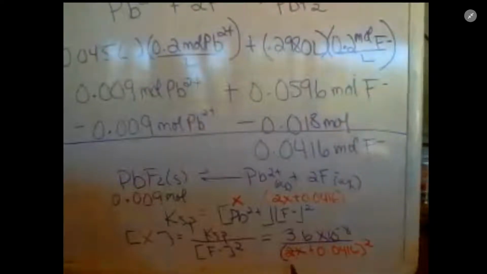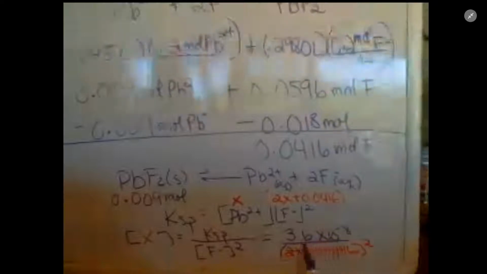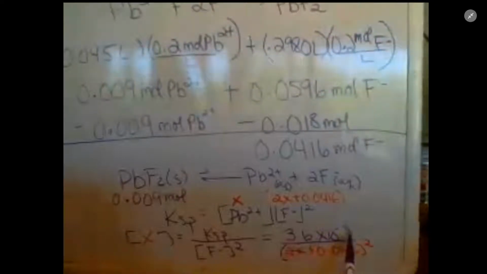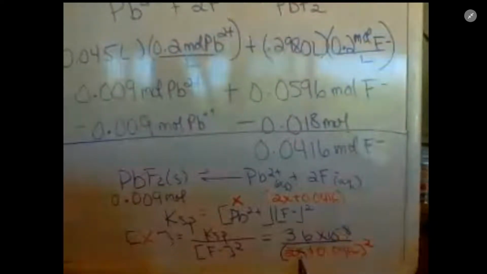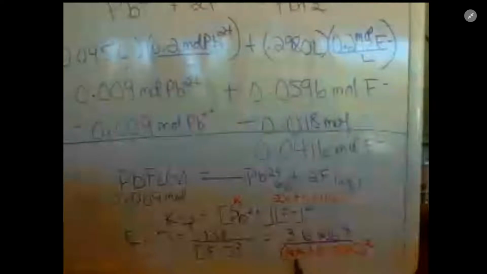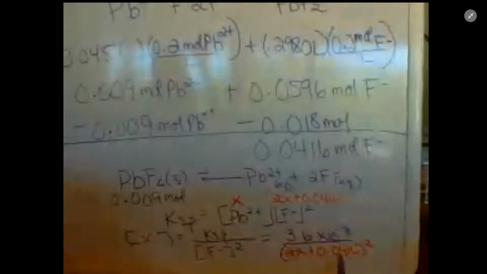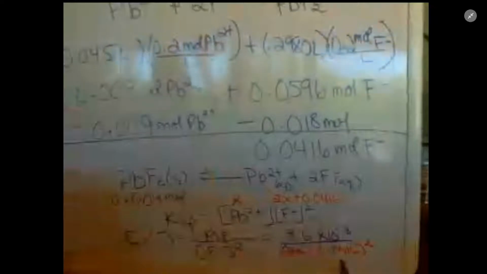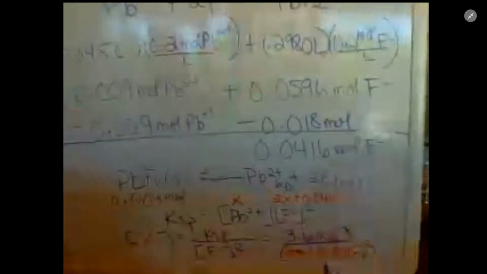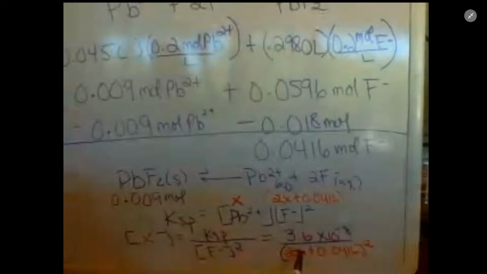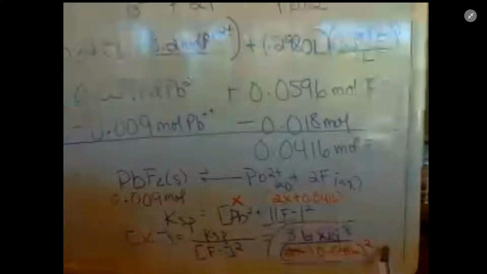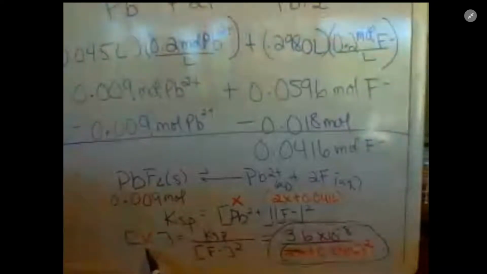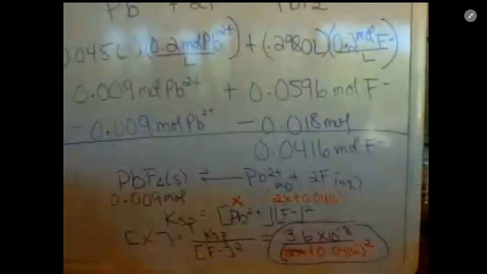But usually a general rule is if your K is 10 to the minus 5 or smaller, then it's okay to make the simplifying assumption that 2x is going to be negligible compared to the concentration that's already available from the excess fluoride. So you could solve it by just making that assumption and then just carry out this math here. And that will give you the value of x, which will be the concentration of lead 2 ion.